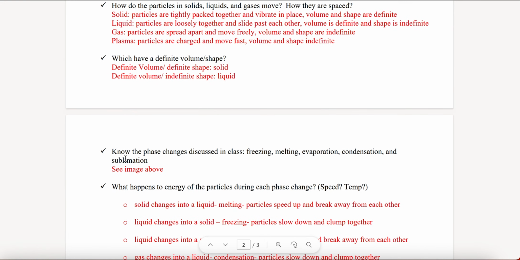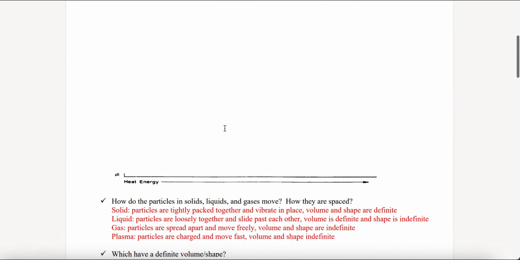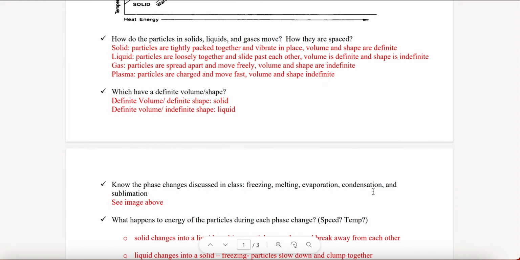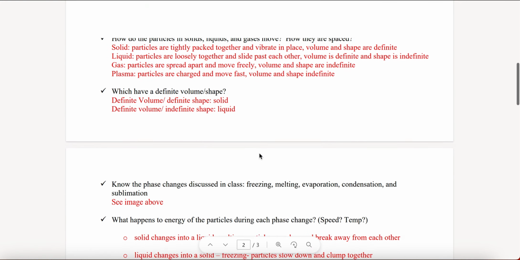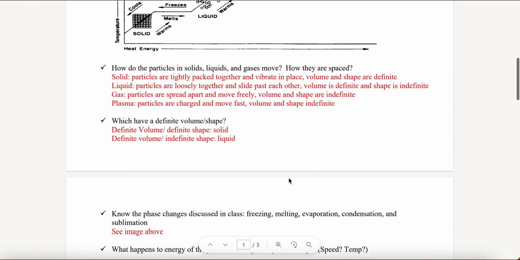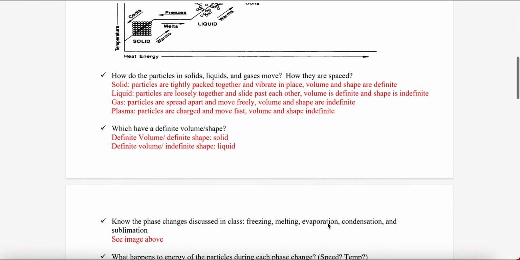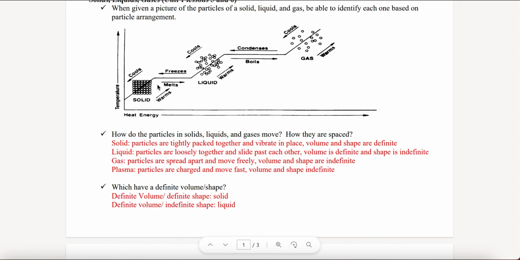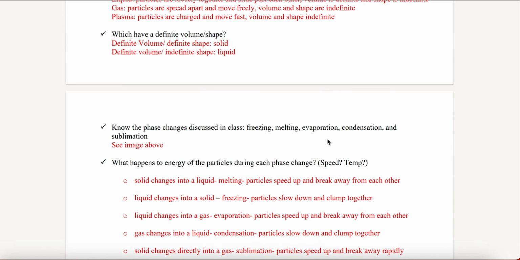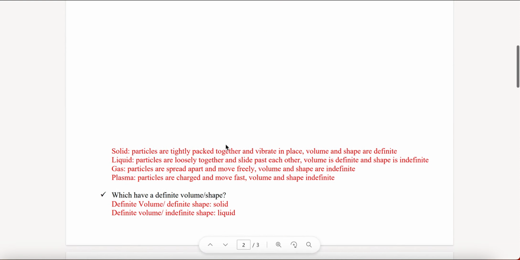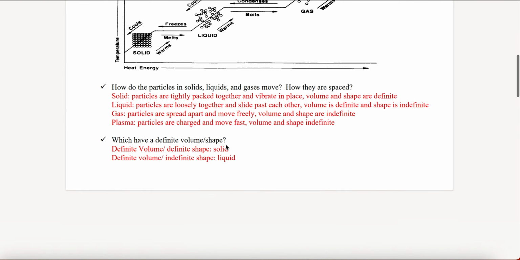Okay, next one would be to know the phase changes. Here it's on the graph right here: freezing, melting, evaporation, condensation, and sublimation. But first, freezing would be cooling down, melting would be like getting hot. Here it says solid warms, liquid warms, boils, gas starts to get warm, but when it decreases it cools down. Condensation would be like in the middle. Sublimation would be solid to gas.